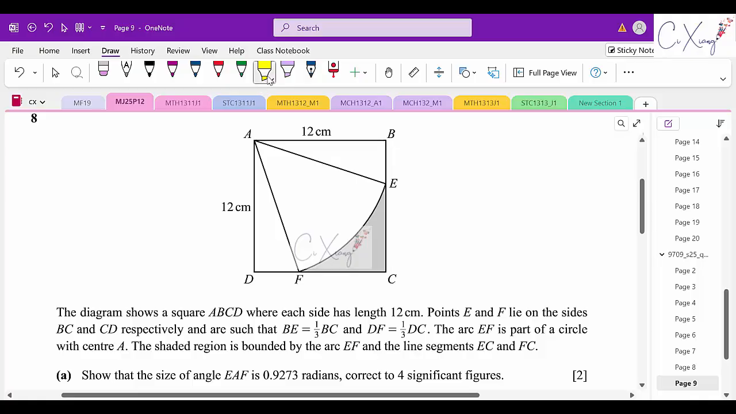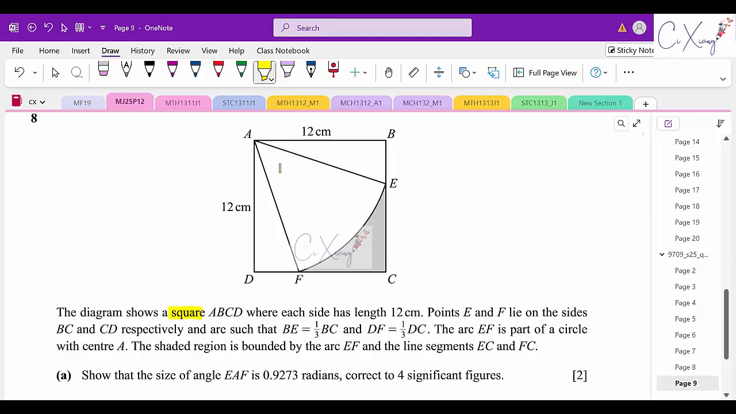Question number 8. We are given a diagram again. Then there's a square ABCD. Every side is length 12 cm. The points E and F lie on the sides BC and CD respectively. We are having E and F here. And BE is equal to 1/3 of BC. Then DF is 1/3 of DC.